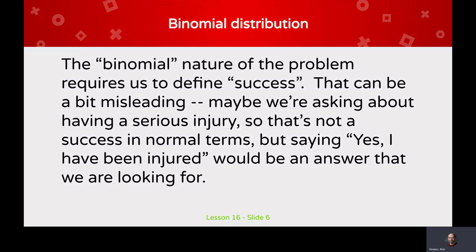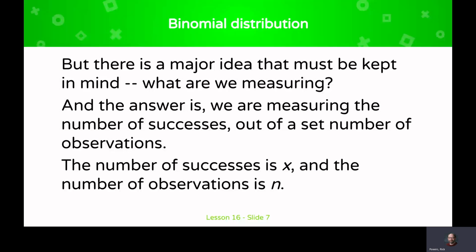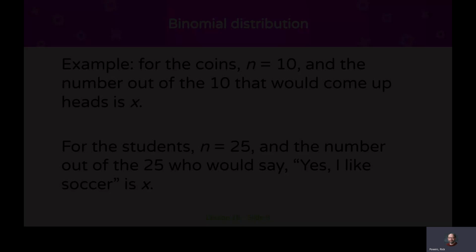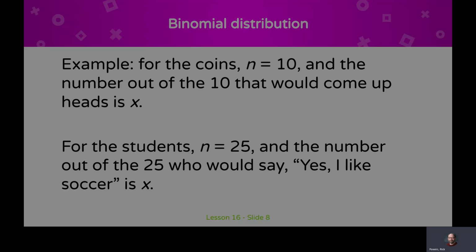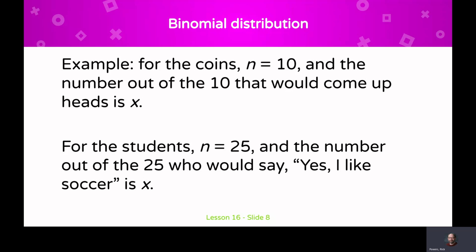But there is a major idea that must be kept in mind. What are we measuring? And the answer is we are measuring the number of successes out of a set number of observations. The number of successes is X, and the number of observations is N. Example, for the coins, N is equal to 10, and the number out of the 10 that would come up heads is X. For the students, N is equal to 25, and the number out of the 25 who would say, yes, I like soccer, is X.